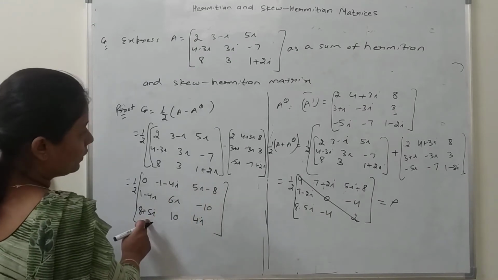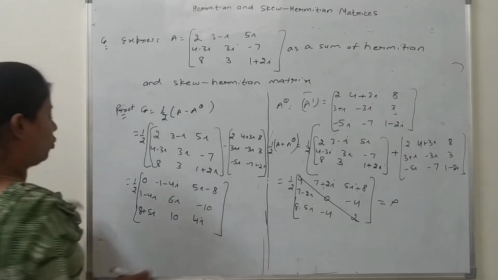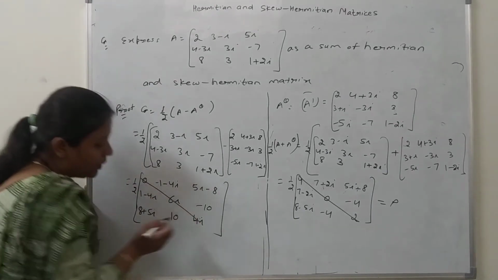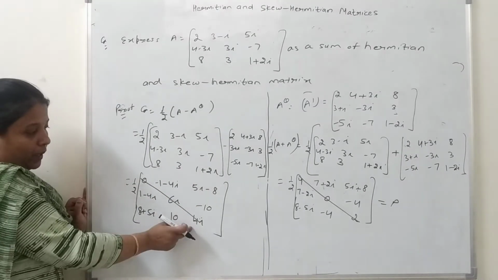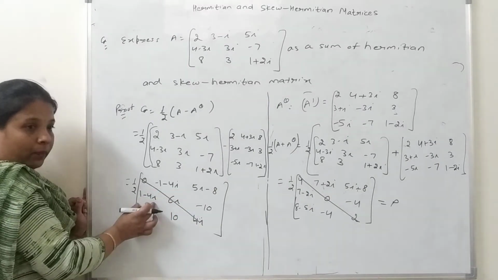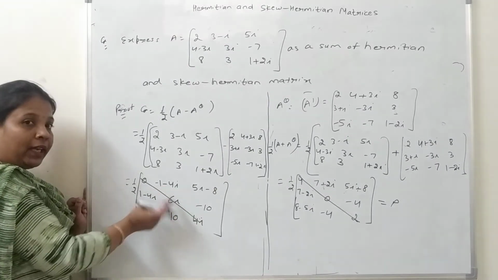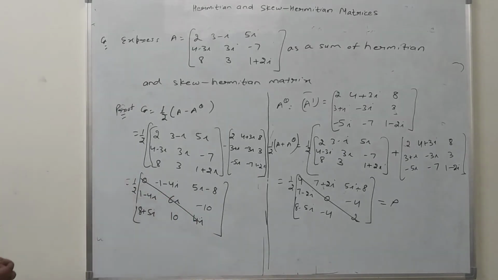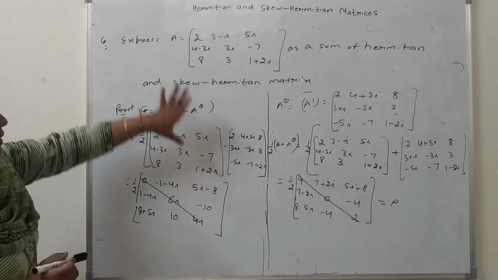This is 8 plus 5. Okay, this is Q, a Hermitian matrix. You can see here the diagonal elements are either 0 or purely imaginary, and these are equal by taking conjugate as well as negative sign. You can check, this is a skew Hermitian matrix. So here we can express A as a Hermitian and skew Hermitian matrix.